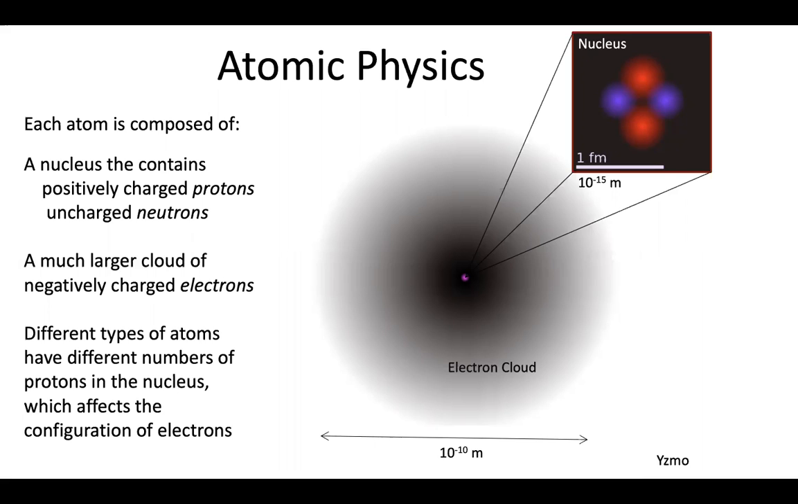Now, one thing I do want to highlight, which is important, is that the nucleus is a tiny fraction of the atom as a whole. A typical electron cloud is about 10 to the minus 10 meters across, something called an angstrom, or 0.1 nanometers. By contrast, the nucleus is 10 to the minus 15 meters across. So the nucleus is a very, very, very small part of the atom. It contains most of the mass, but a very small fraction of the volume.